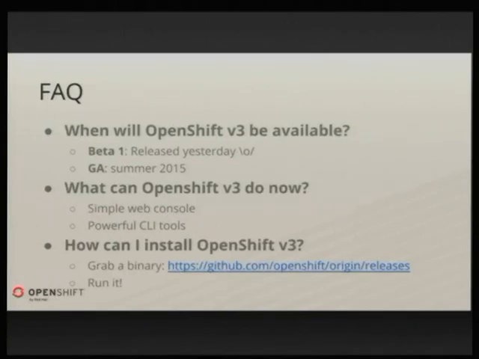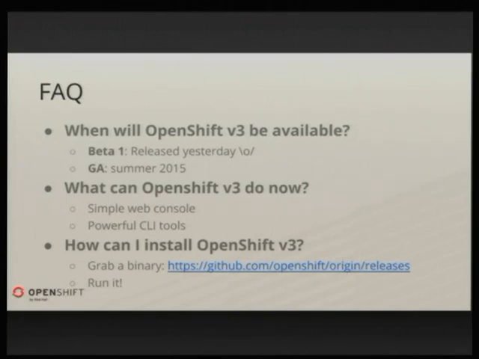OK, I'm almost at the end. These are three questions I always get during presentations. The first question: when can I use OpenShift V3? When will it be available? We released beta 1 yesterday, so you can download the zip file and just run it. And GA is planned for the summer this year. So in the summer, you should have the solution you can actually buy.